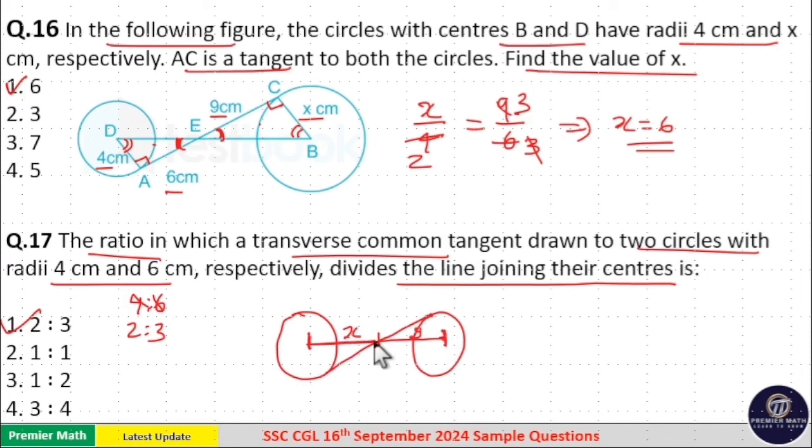Now this length is x and this length is y. Now x by y is in the same ratio as the respective radii. That is, here the radius is 4 and here the radius is 6. Then x by y is in the same ratio of 4 is to 6, that is 2 is to 3, because these two are similar triangles.